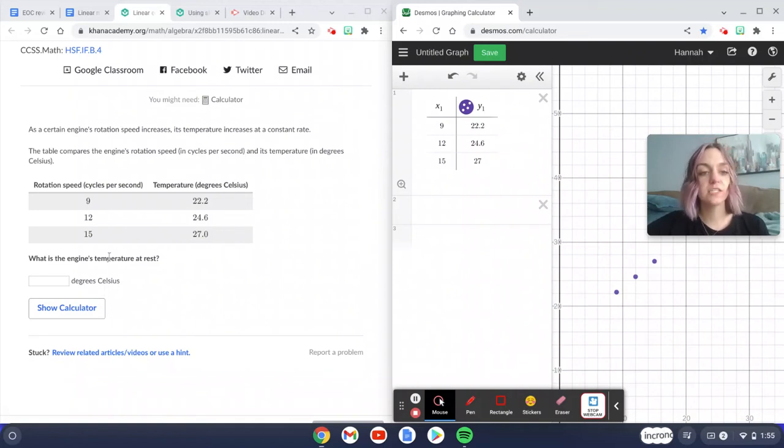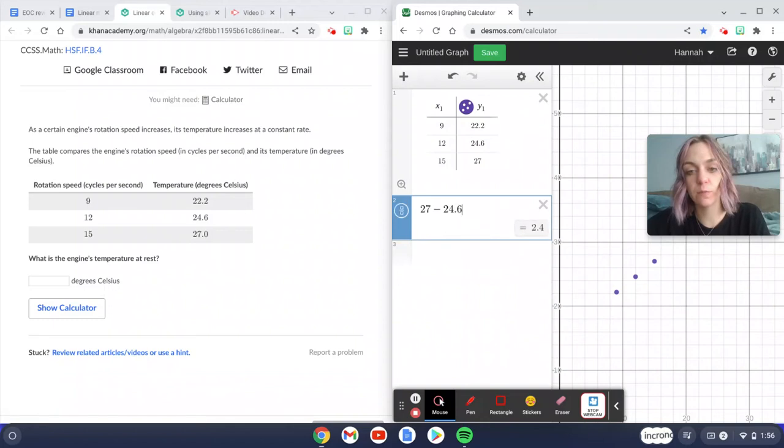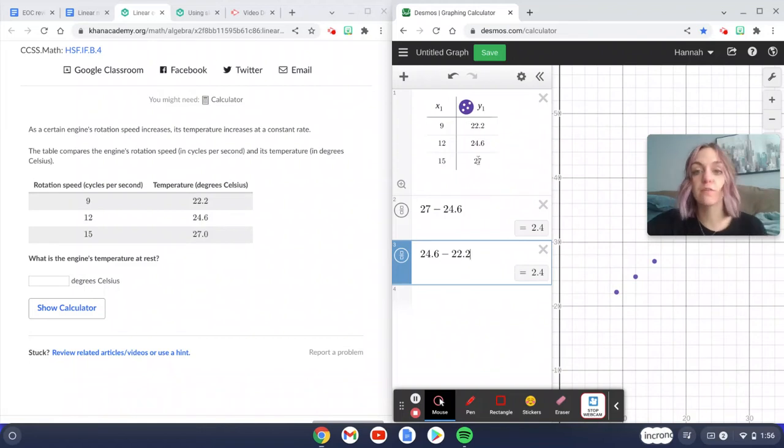Now it wants to know what's the engine's temperature at rest. So that means it's not rotating at all. We're looking for 0 rotation speed. So if I look at my x values, they're all going down by 3. And then if I look at my y values, I've got 27 minus 24.6. It's going down by 2.4. 24.6 minus 22.2. It's going down by 2.4.